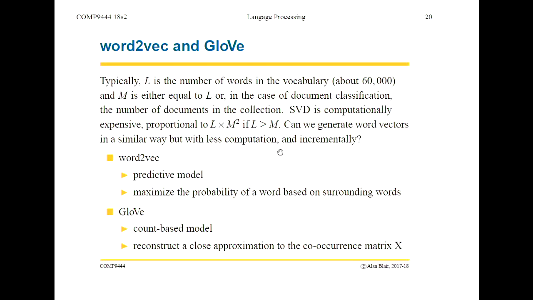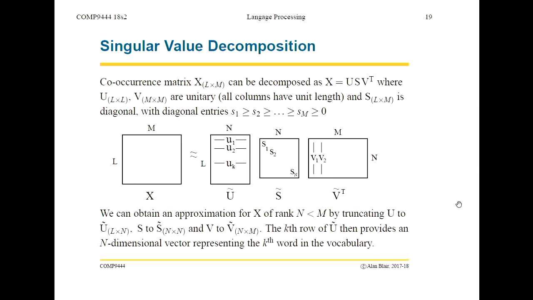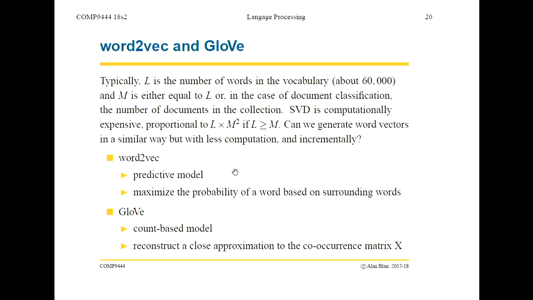Okay, so what can we do? What we want is a process that will approximate this, or do something similar to this, but requires less computation time while still producing a reasonable answer. As I said, there are two popular methods for doing this. The one we're going to look at in detail is word2vec.